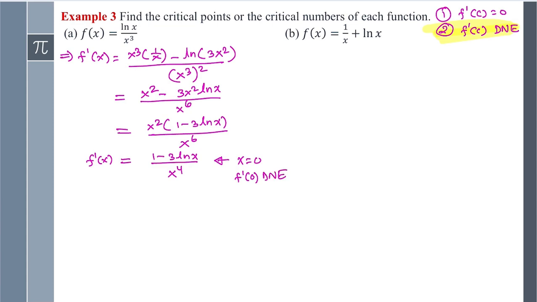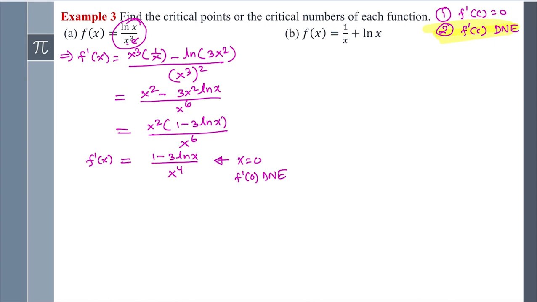Now one more thing you need to check. That could be a critical number, but we need to have that number in the domain of the function. Now you go back and check here. Can we take x equals 0 for that function? It's no, right? Because if we take x equals 0, we'll get a 0 in the denominator also. There's a natural log of x in the numerator. We cannot have natural log of 0. The domain of natural log of x is positive x values, right?